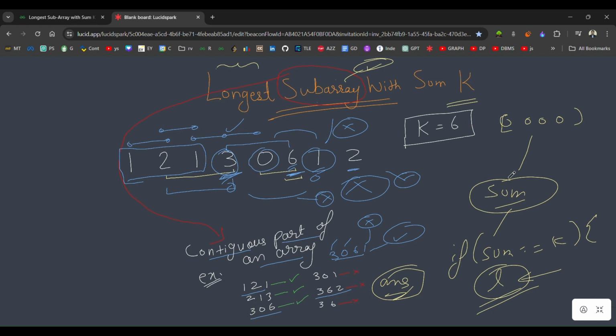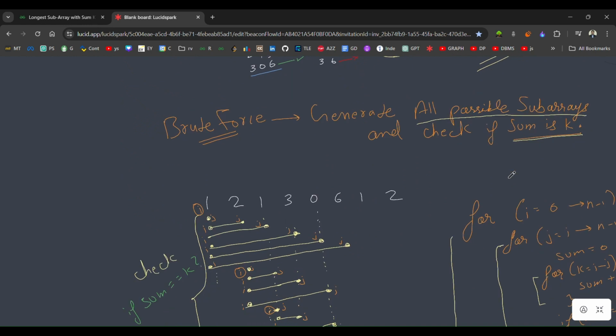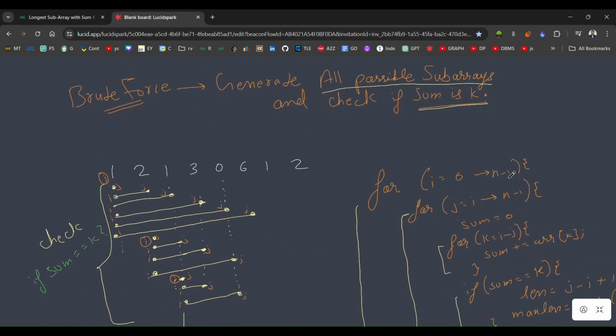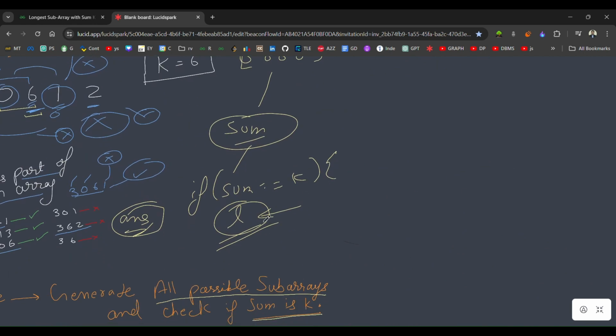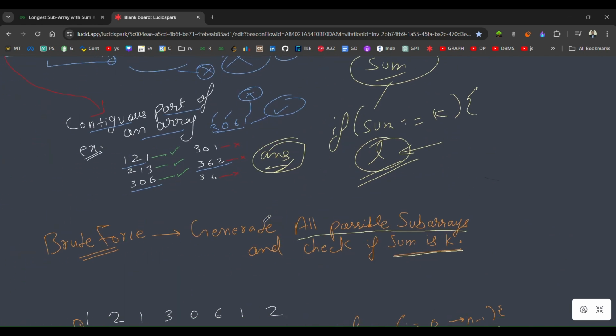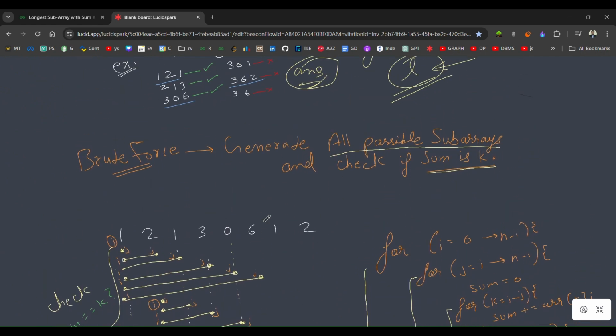But to do this, we need a subarray, right? So the most brute force way that comes to my mind is to generate all possible subarrays, and check if the sum is k, right? If it is k, then we will get the length and then store the maximum length, right? So how to generate all possible subarrays?